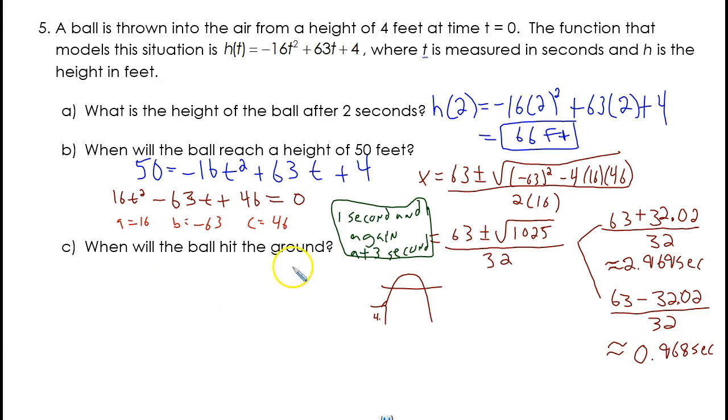Okay. When will the ball hit the ground? All right, well, it's going to hit the ground. That means the height is going to be 0 instead of 50. So we got 0 equals negative 16t squared plus 63t plus 4. Again, we're going to use the quadratic formula because I think that's going to be the easiest thing to do here. And I'm just going to speed through it and see at the end of it.